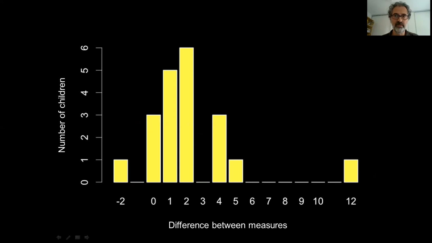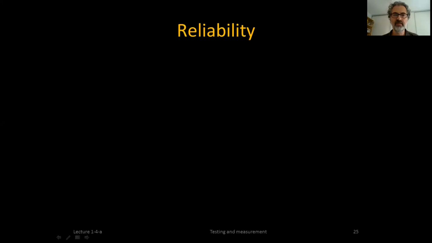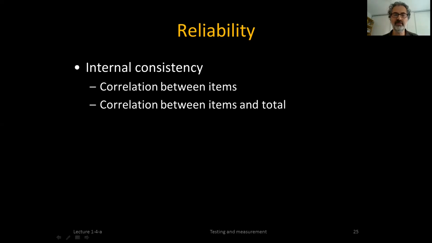Overall, we get about 2.5 points difference between the first and second administration of the same test, which is acceptable for a test of this kind when the two administrations are not very distant in time. So a bit more generally, the notion of reliability of the test, which makes us trust the score we get from the test, includes some different components.